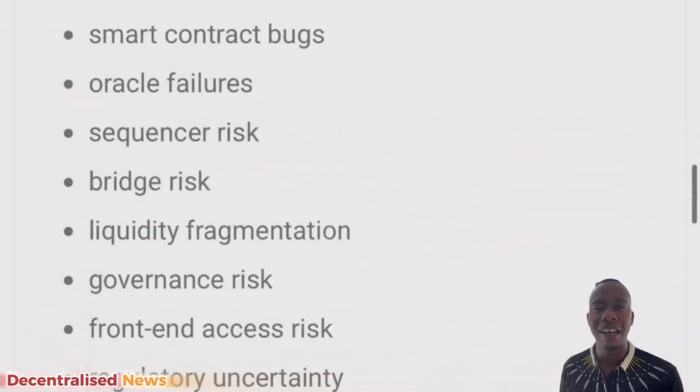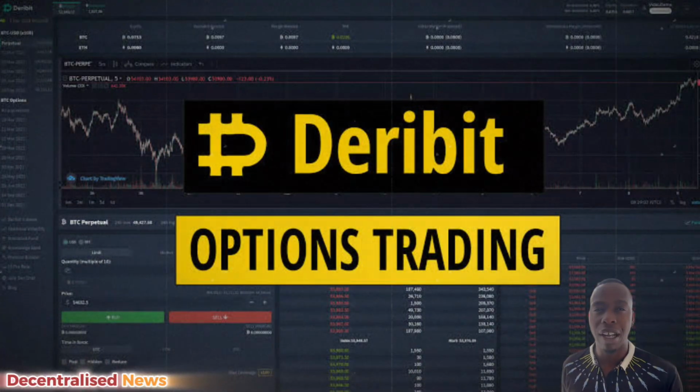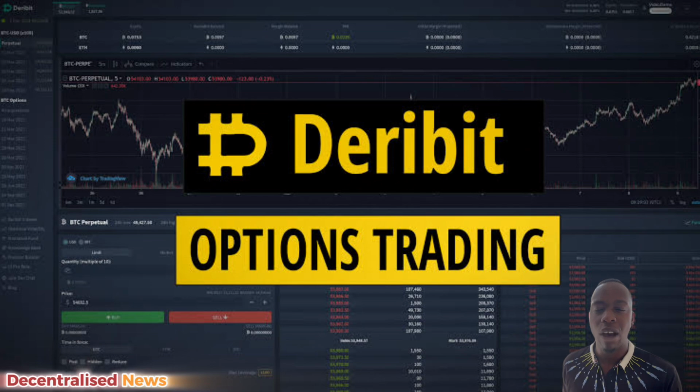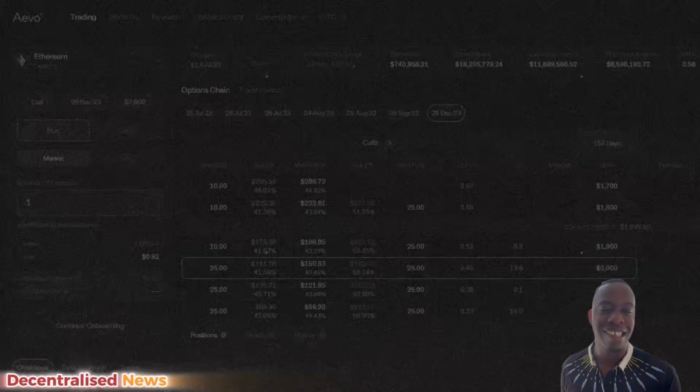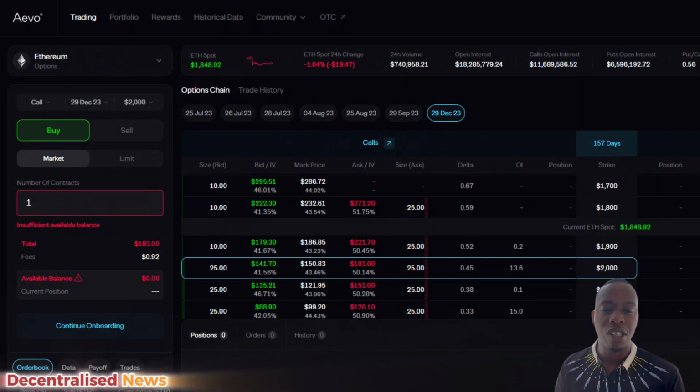So the platform comes down to the real trade-offs for you as an individual trader. Deribit gives you liquidity and professional tools, but is centralized effectively, right? And KYC based. Aevo gives you self-custody and pre-market access, but liquidity and capital efficiency can be some limitations there.